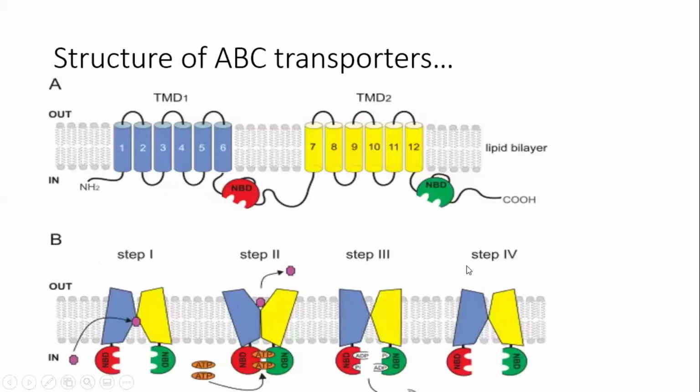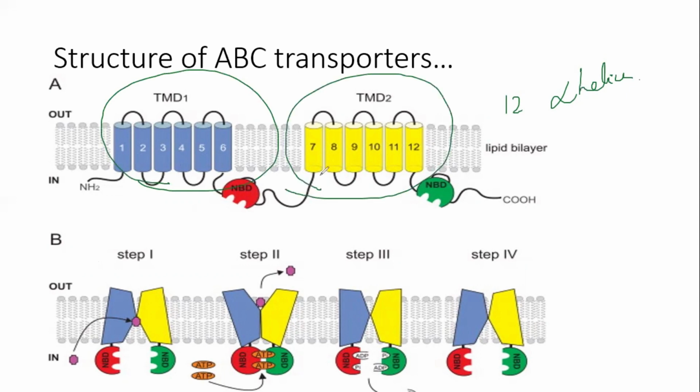Okay, so this is how the structure of ABC transporters looks. Can you see? So, how many are there? 12 transmembrane alpha helices are there. So this is one transmembrane domain, this is the second transmembrane domain. And towards the C terminal, you can see that the first nucleotide binding domain is there, the second nucleotide binding domain is there. So as far as possible, Shruti, try to remember the structure. When you remember the structure, then you can remember the mechanism also.